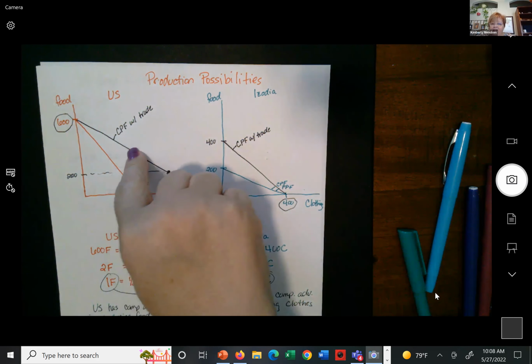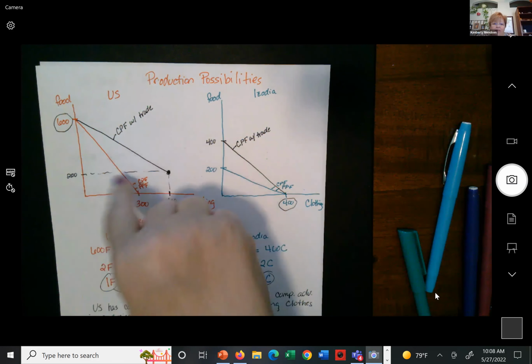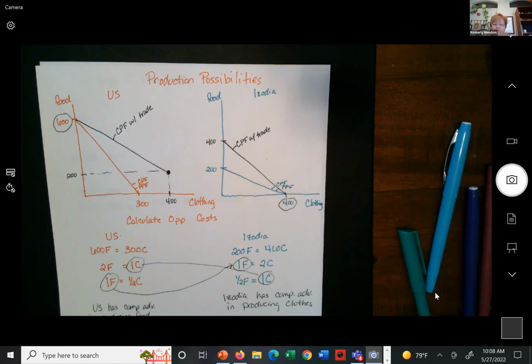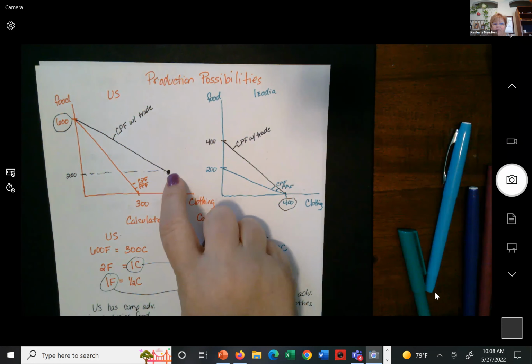Is this line, this new black line that I've drawn here, better than the old orange line? Even if it dangles? Yeah. We are better off in the United States, even though this thing dangles. If we want more clothes, well, we still have 200 food. We can go trade with some other country. That's not saying Izodia is the only one out there. That's just who we're trading with right now. But with Izodia, this is as far as we can get.